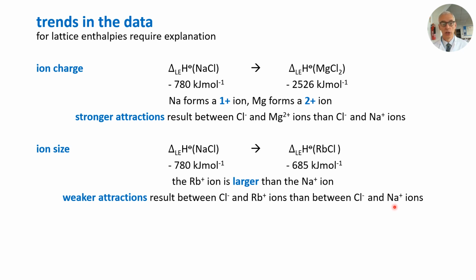So sodium and chloride ions will be effectively closer together and therefore form stronger attractions. You can argue that rubidium and chloride ions are further apart and therefore form weaker attractions. The rubidium ion is larger than the sodium ion.